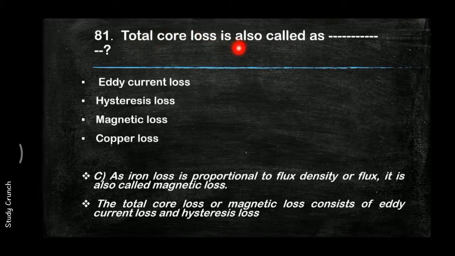Total core loss is also called as, so it is also known as magnetic loss, as we know that the iron loss is proportional to flux density or flux. It is also called as magnetic loss. And the total core loss or magnetic loss consists of eddy current as well as hysteresis loss. So it is also known as magnetic loss.